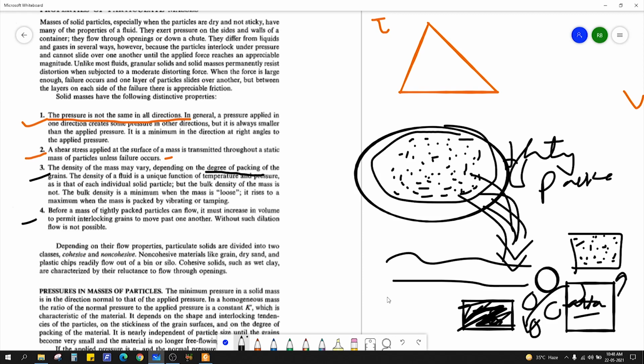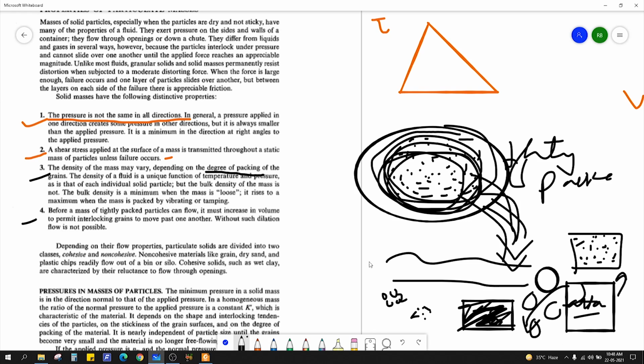In the case of rice, the interlocking between the particles was not much. But in case of atta, the atta particles will be interlocked with each other, so they will be reluctant, they will not flow like liquid. So if solid particles want to flow, it will depend upon their interlocking tendency. So it basically depends upon the type of solids.